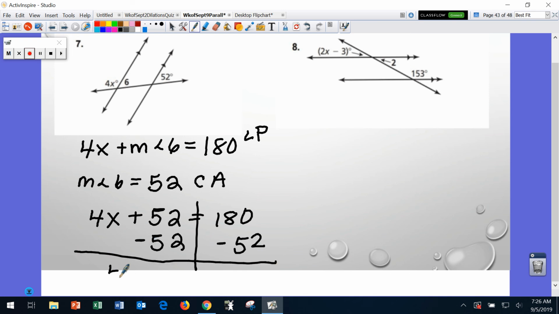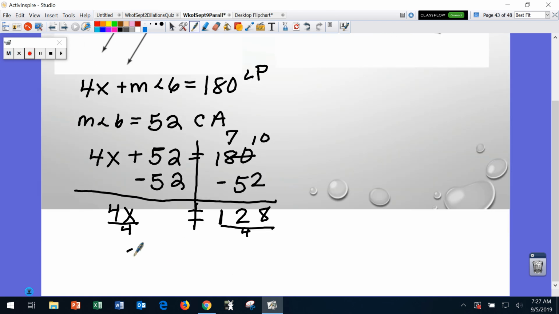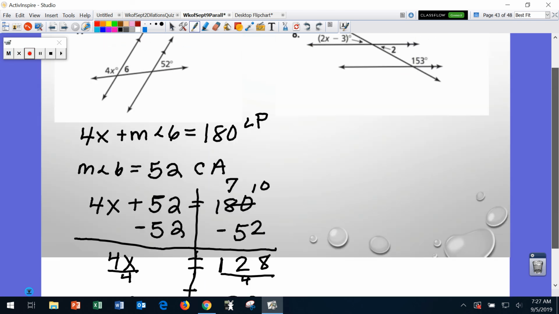Minus 52 from both sides, 4x equals, here I'm going to just do my mental math. I know this is going to be 10, this is going to be 7. You can use your calculator to double check yourself. And then here I'm going to divide by 4, and that is going to be 32. X equals 32. And let me run that back right quick in my head. That's 120 plus 8. Yep, 128. So we're good here, or you can use your calculator to divide.